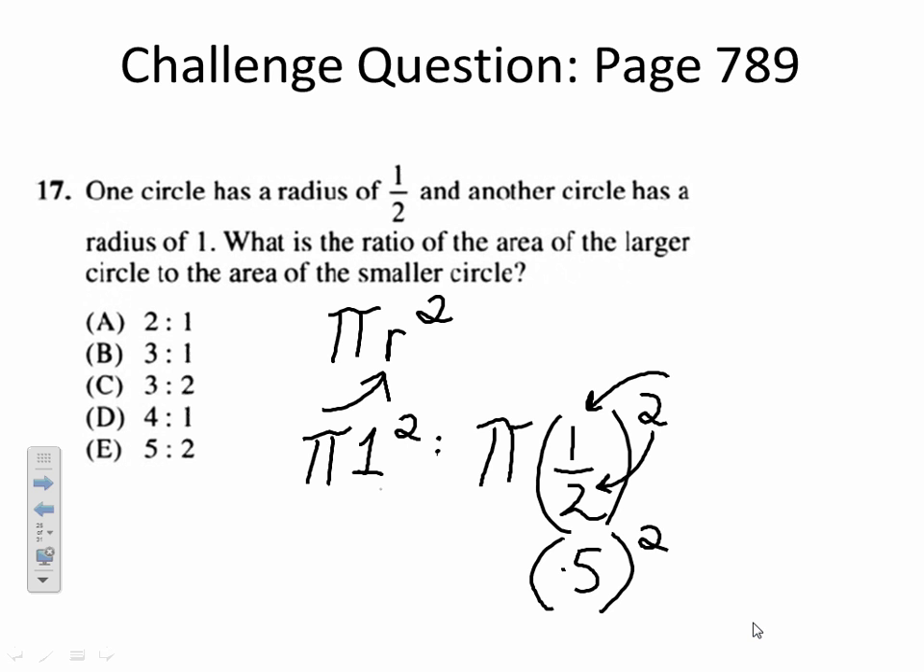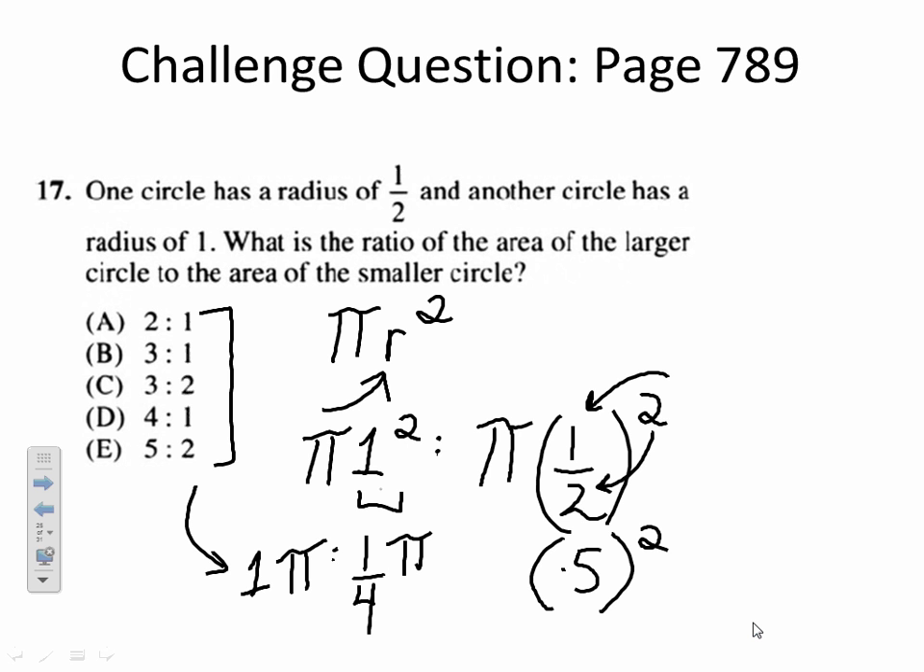as 0.5 squared. Either way, what you're going to get is pi 1/4 or pi 0.25, and 1 squared is 1. So you end up having 1 pi, which is the same as just pi, compared to 1/4 pi. And then here's where it gets a little bit tricky because you have to figure out which of these represents the ratio of 1 to 1/4.